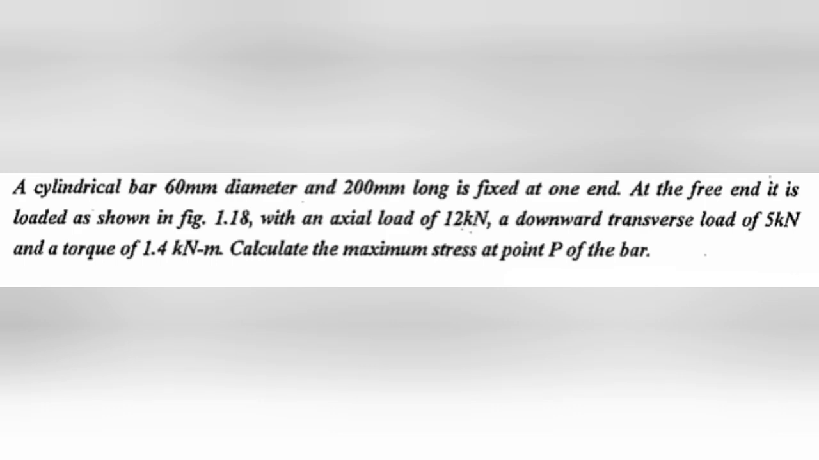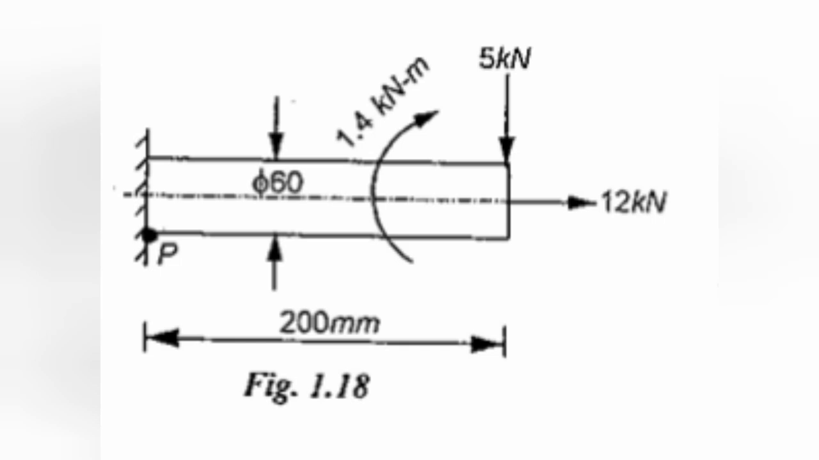When you look at the figure, you can understand where this point P is. So we have to find that maximum stress at the point P. This is the given diagram for this question: 5 kN acting downward, 12 kN axial load and 1.4 kN meter torque. You can see the point P, which is at the lower end part, and we have to find the maximum stress at that point P. That is our aim of this question. So let's look at each step of how to solve this problem.